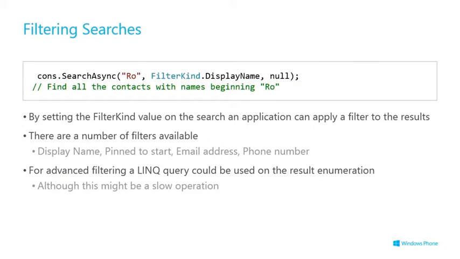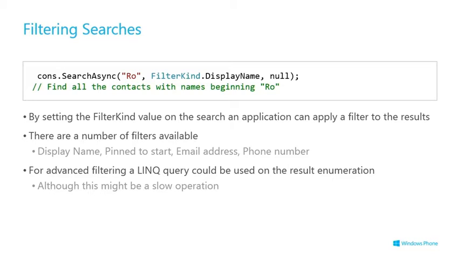So before I showed you an unfiltered search, but you can filter the results you get back. There's a FilterKind enumeration. There are a number of different filters you can apply. So display name is the default. You can also filter your search to those that are pinned to start, so you can find out which contacts have been pinned to the start screen. Because it's not only apps, of course. We've been pinning apps, but you can pin contacts and groups of contacts and web pages and all kinds of stuff. You're talking about pinning people. Yeah, to the start screen. Ouch. That's got to hurt.